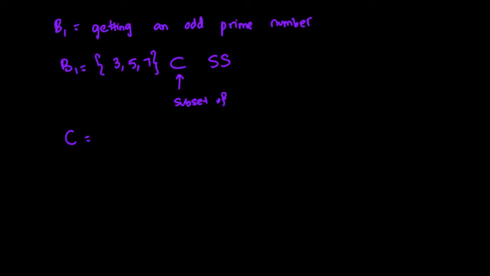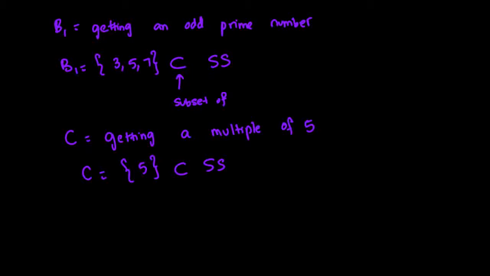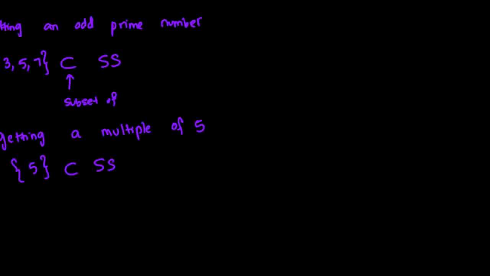Before I go further, let me define one more event. I'll call it C. Let's say getting a multiple of 5. Well, the set that corresponds to event C is just {5}. And clearly, this particular set is a subset of the sample space, because I select one outcome that satisfies my rule of getting a multiple of 5 when I roll an 8-sided die, and that is only 5. So why do I have to define or introduce events? Anytime we talk about probability, probability is always defined for an event.